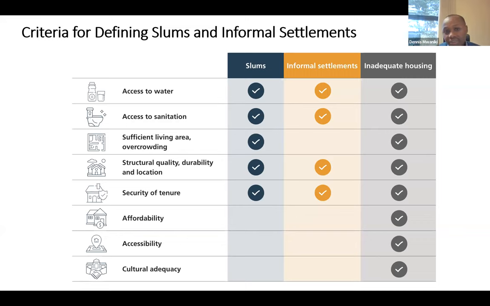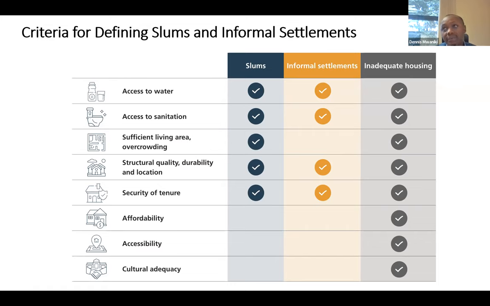So the three concepts that I mentioned, slums, informal settlements, and inadequate housing: how we measure and define these concepts is based on deprivations. Monika alluded to this. The current method of measuring the slum indicator uses seven types of deprivations at the household level. The first one is access to water, improved water specifically. Definitions include the different types of improved water, like water from safe sources. We also look at the component for access to improved sanitation. A component for sufficient living area also looks at overcrowding in the house.